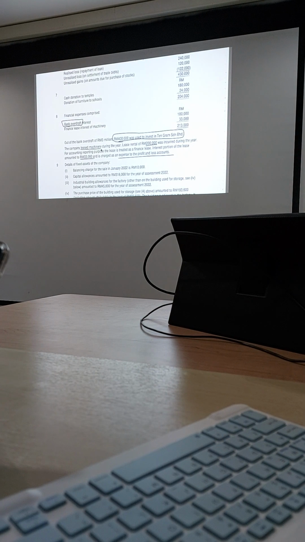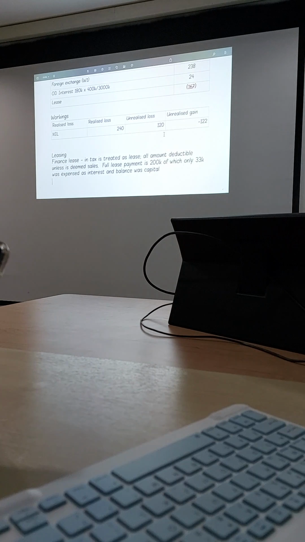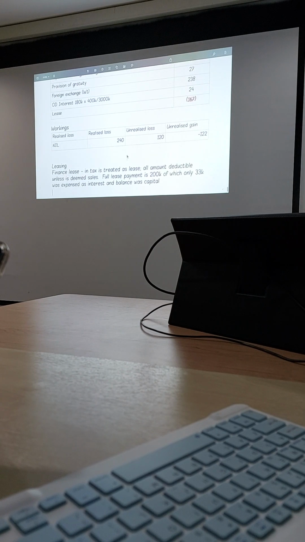Okay, are you clear now? So in this case, the interest is 33, right? The capital is 167, minus also. So we're supposed to minus 200, but they already minus 33. So you have to add 167. Okay, are you clear? Because the 33k was already charged, 33k already charged in P&L.